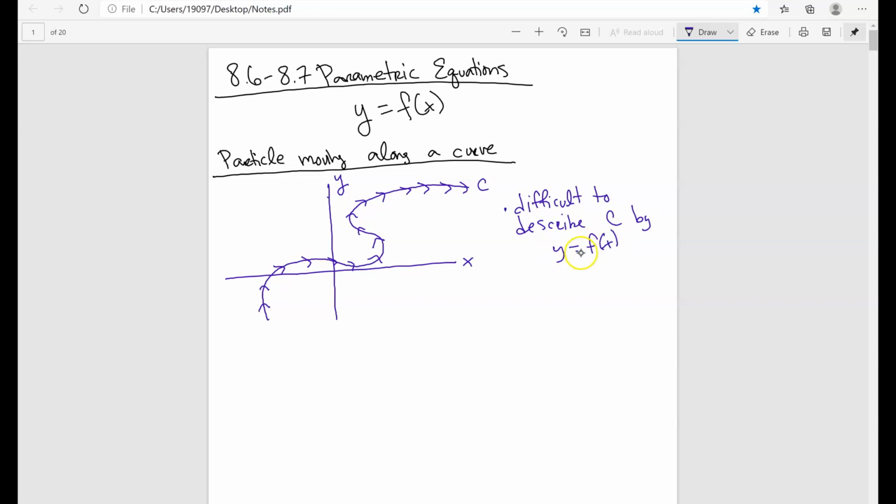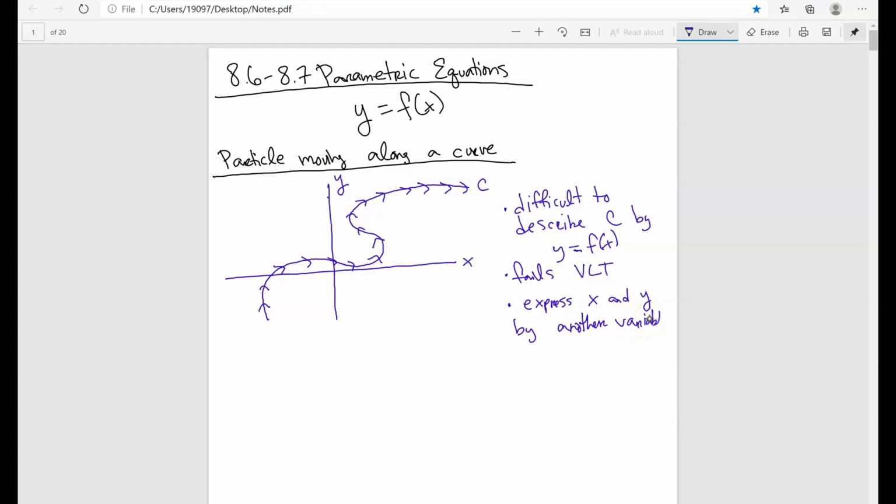That's not going to be possible because, for one, it fails the vertical line test. I'm going to write VLT for vertical line test. You can see that here you have a failure. So instead, one of the things that we can do to remedy this is to express x and y by another variable.